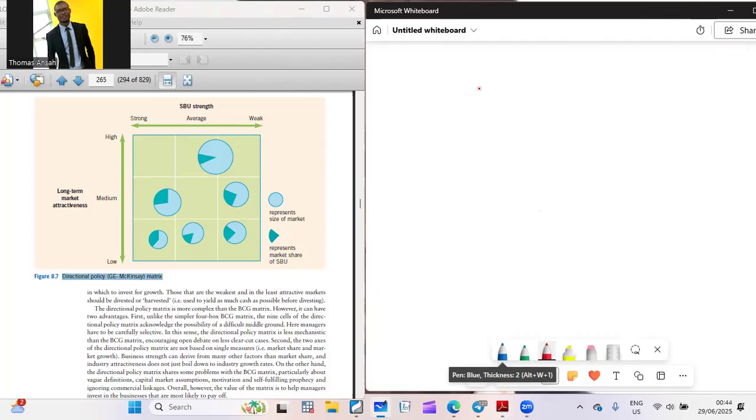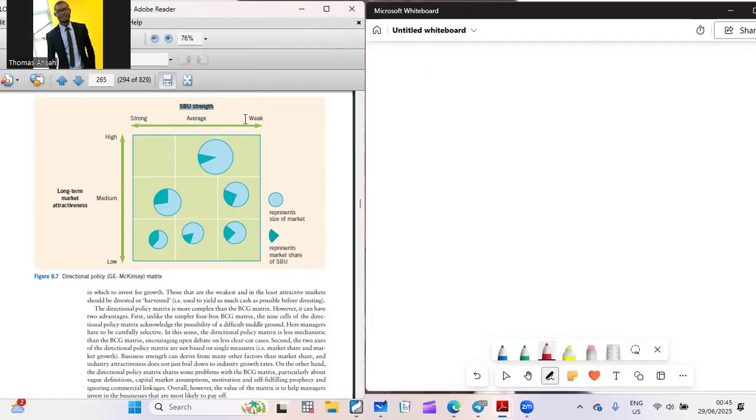All right, so it suggests that a business with the highest growth potential and the greatest strength are the ones that you should invest in. It is more complex than the BCG matrix, so it has 9 cells. Here you have the business strength, which is based on competitive advantage. So is your strength strong, average, or weak? So there's a middle ground, unlike the BCG matrix, where you don't have that.